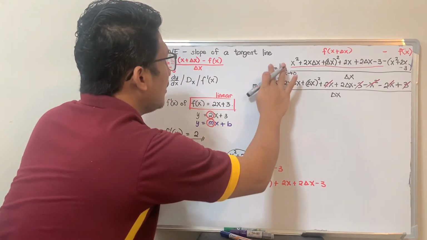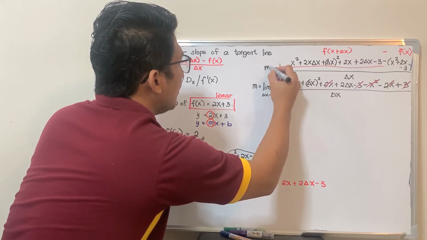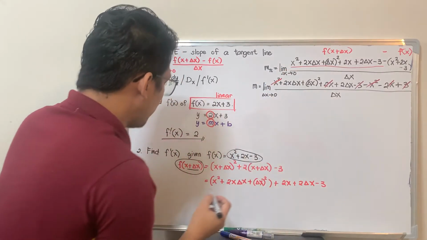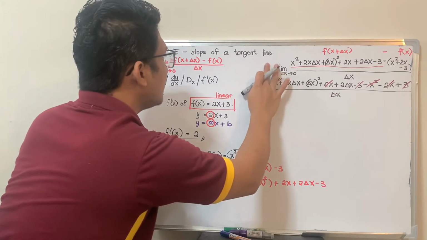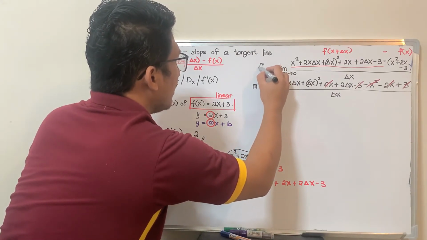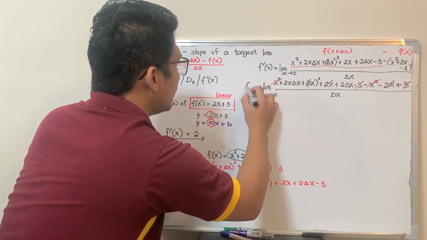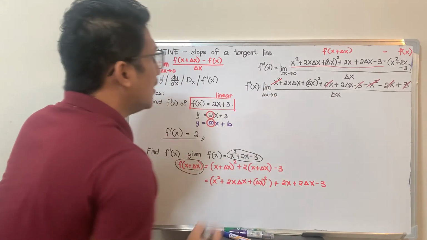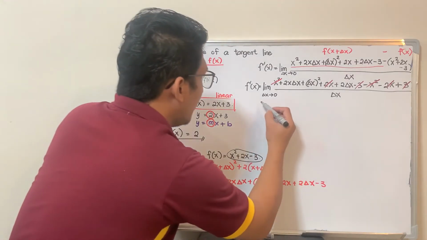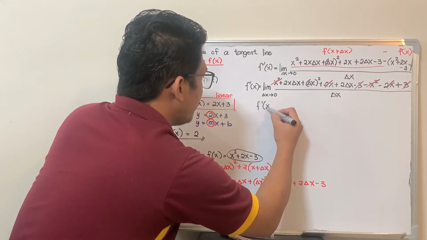Or the slope of the tangent line, or whatever. F prime of x is what we will use. This is the proper notation, f prime of x instead of using m. So f prime of x, of course, we just shorten it.